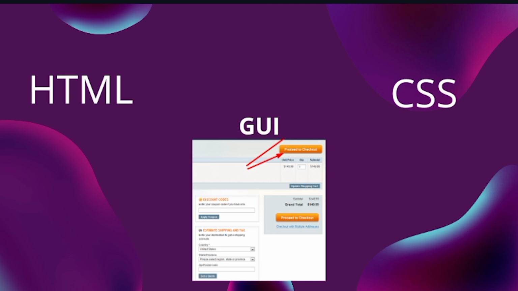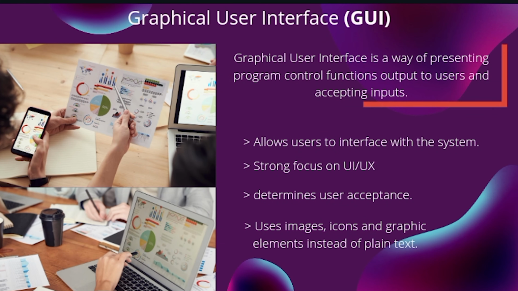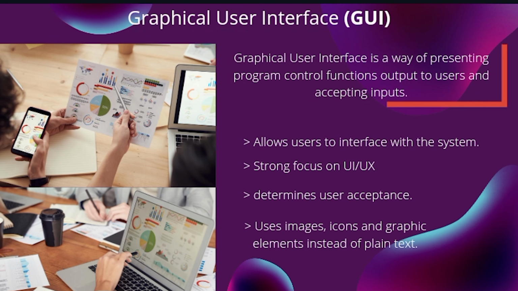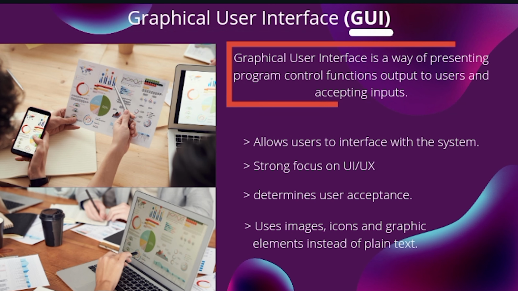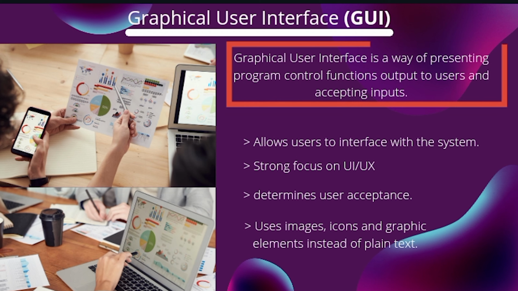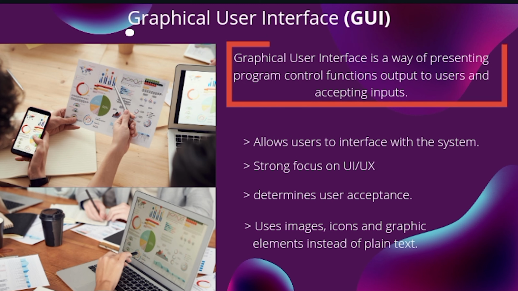So now let's come to the GUI. When HTML and CSS are both applied in a page, then comes the GUI, that is nothing but the graphical user interface. Graphical user interface is a way of presenting program control functions, output to users and accepting inputs. It allows users to interface with the system. It determines user acceptance. It uses images, icons, and graphic text elements instead of plain text, which makes it more attractive.